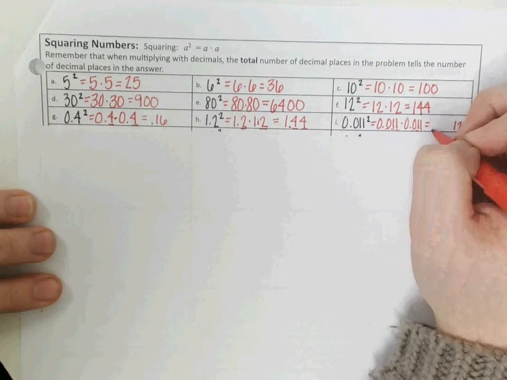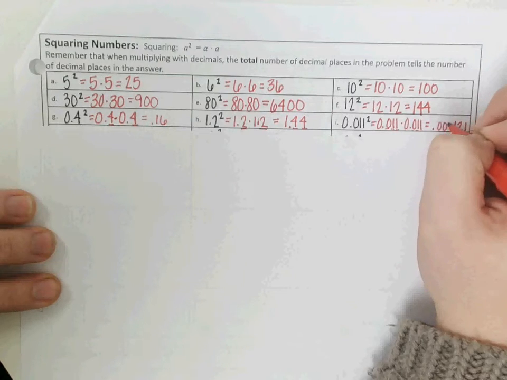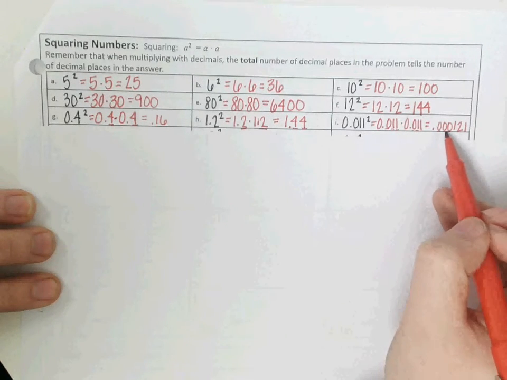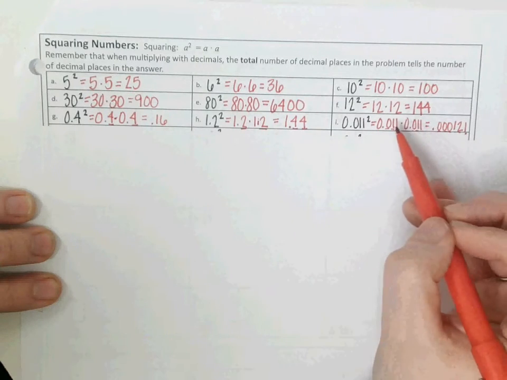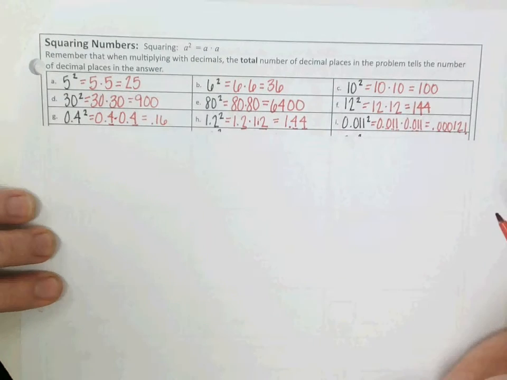So we actually need to add some zeros. We're going to add 3 zeros here so that I get 1, 2, 3, 4, 5, 6 numbers after my decimal place, the same way I had 6 numbers after my decimal place here.